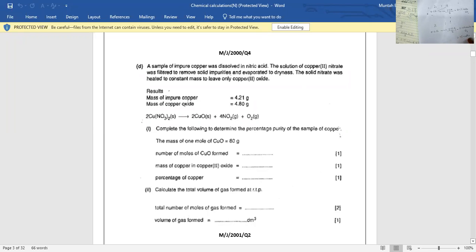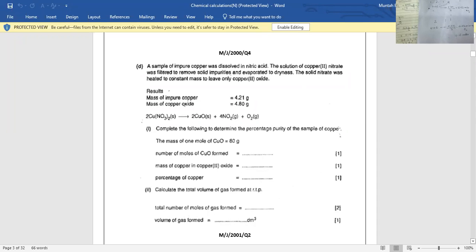Here we're getting 0.15 moles, and here also we got 0.15 moles. So if the number of moles is the same, you multiply this by 24, you'll get the same volume of gas. Yes?